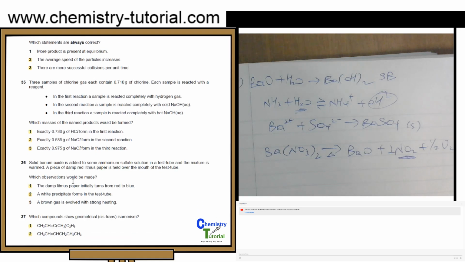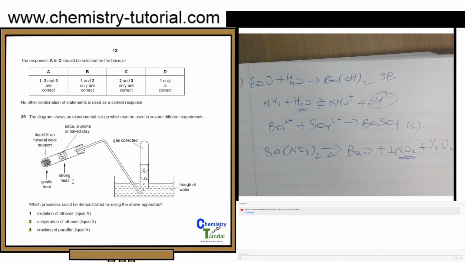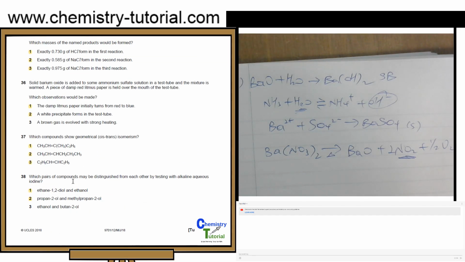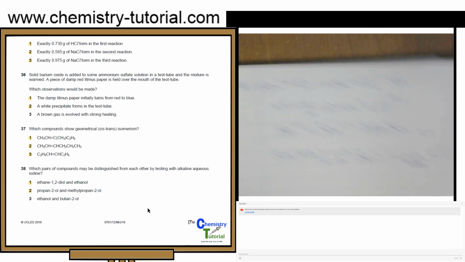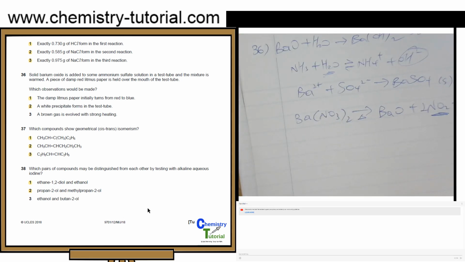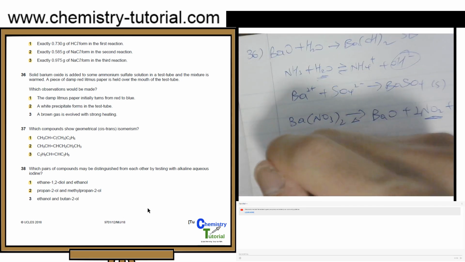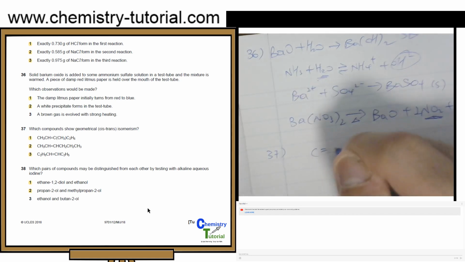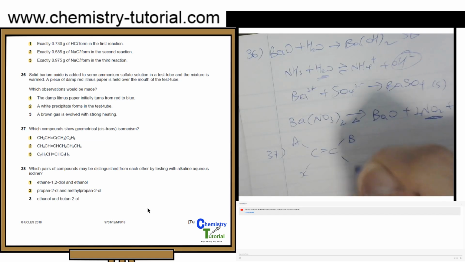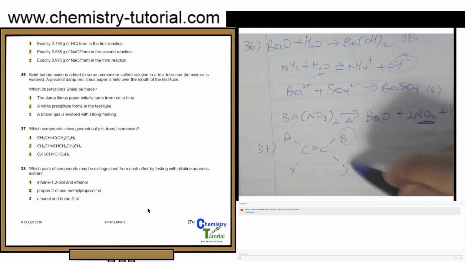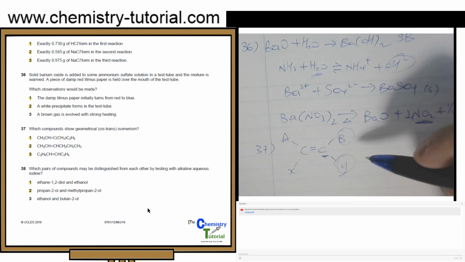Let's look at the next question. Oh, 37. Yeah. 37. Which compounds show geometrical or cis-trans isomerism? Now, for a molecule to have cis-trans isomerism, with A, B, X, Y, you must not have two identical groups attached to either one of these two carbon atoms that are involved in the C=C double bond.